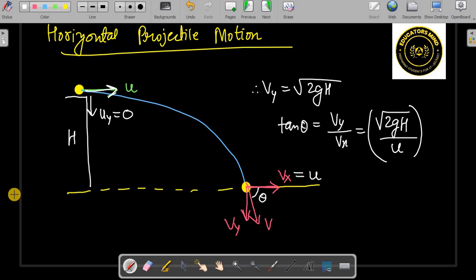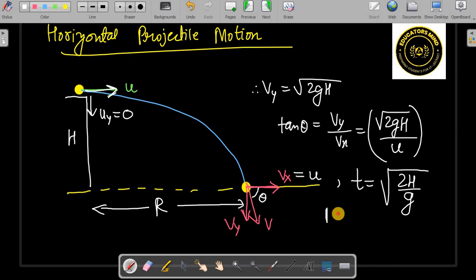Another thing is how much time it takes. For time, you just study the vertical motion. Time is equal to root under 2h by g. We are directly going to use those formulas. And what is the range here now? The range will be, in the same manner, speed in that direction into time, because on the x-axis there is no acceleration, so uniform motion. Time you can substitute, so range is u root under 2h by g. That's what it will be. So this is about horizontal projectile motion. How any result in this?